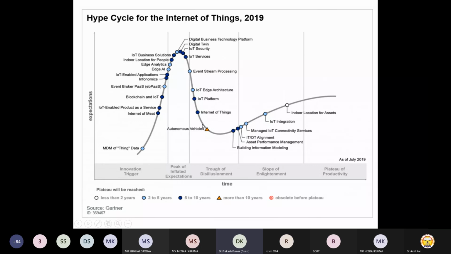Autonomous vehicles mean that in more than 10 years, by 2028-29, you will see that most of the vehicles are driverless, moving in an autonomous way, going door to door and making deliveries without human intervention. That is going to be the future trend.